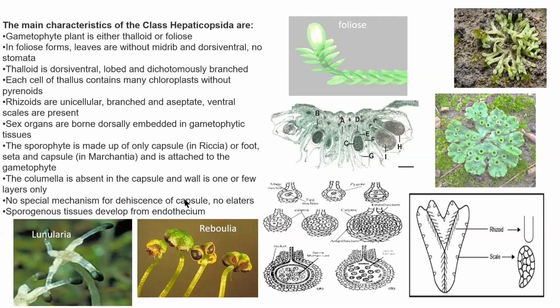Normally the sex organs are embedded into the thallus, in the gametophytic tissue. When you talk about the members of Hepaticopsida, the sex organs are not seen outside. They are embedded into the gametophytic thallus. The sporophyte is also very simple. It is not showy, and you cannot see the sporophyte outside. It is embedded within the archegonia.